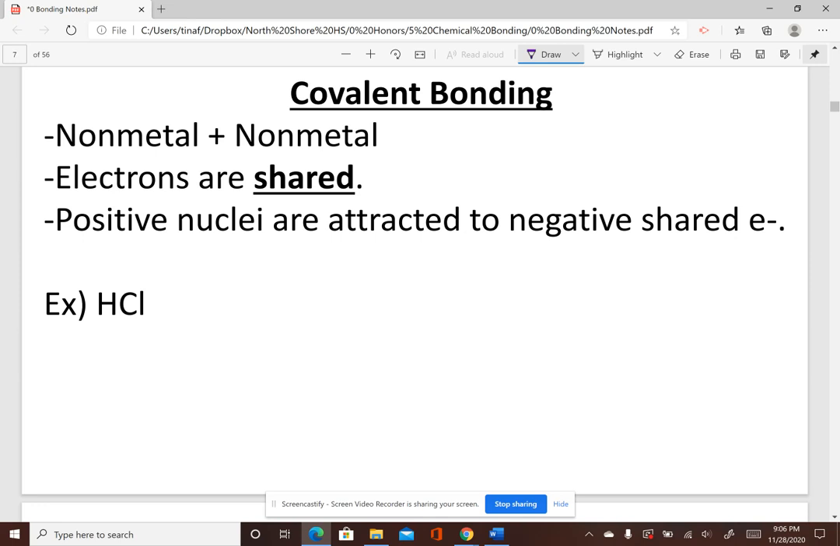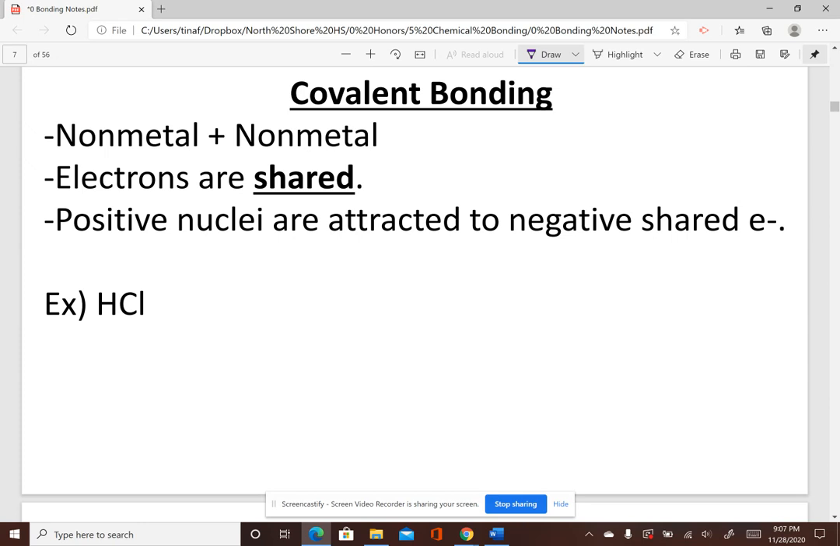All right, guys, so today we're going to talk about covalent bonding, which is different from ionic bonding in that we have different types of elements involved. So if a compound only has nonmetals in it, so two or three nonmetals, we would say that the type of bonding is covalent. So we're dealing with only stuff that's to the right of the staircase on our periodic table, and of course, hydrogen.